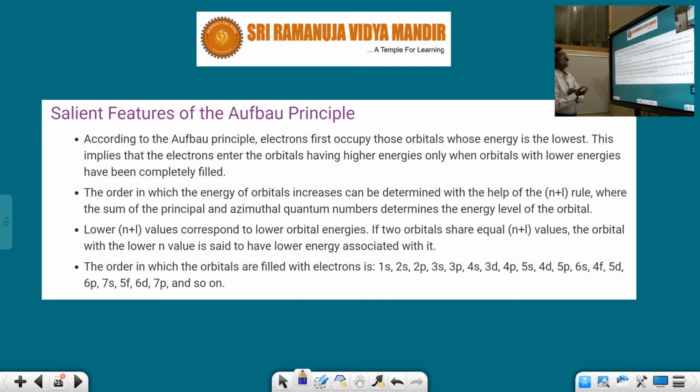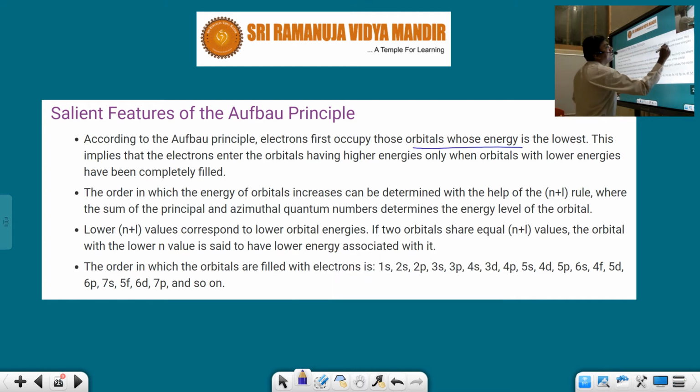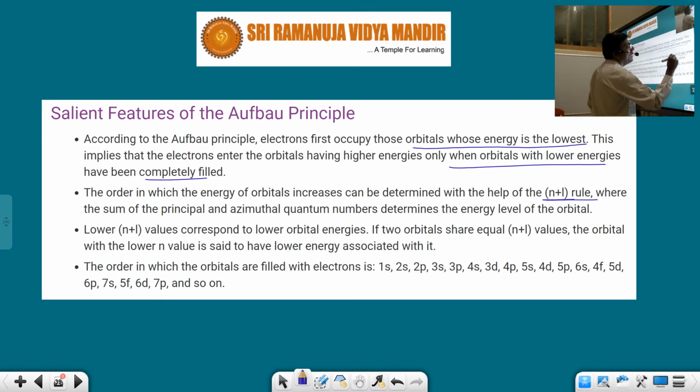Let us see the salient features. According to the Aufbau principle, an electron first occupies those orbitals whose energy level is the lowest. This implies electrons enter the orbitals having higher energies only when the lowest levels are filled. So you cannot fill higher energy orbitals unless you fill the lower energy orbitals. That is one of the postulates given by Aufbau. These are determined by the n plus l rule, which you have studied just now.